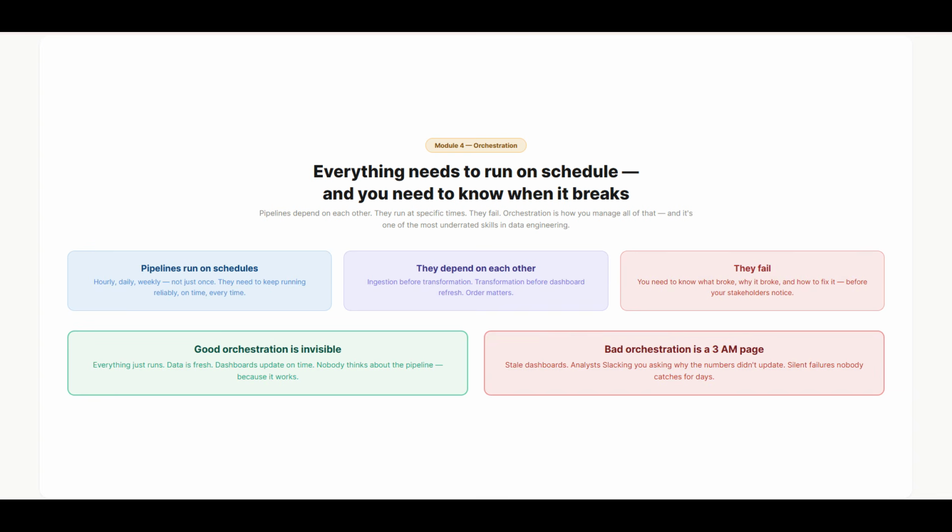They fail. And when they fail, you need to know exactly what broke, why it broke, and how to fix it without making things worse. That's orchestration. And it's one of the most underrated skills in data engineering. Good orchestration is invisible. Everything just runs. Bad orchestration, that's the 3 a.m. page, the stale dashboard, the analyst slacking you asking why the numbers didn't update.